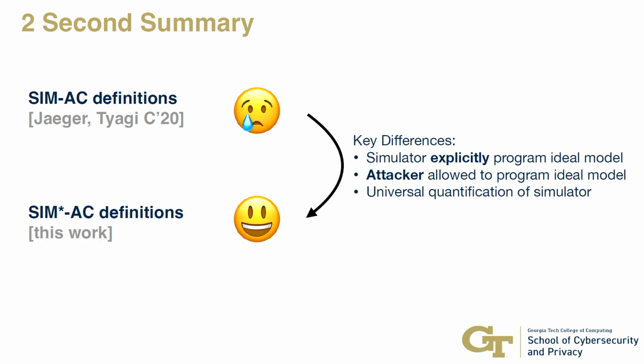Very quickly, the changes that were needed for the definition. Firstly, we need to force the simulator to be explicit in how it's going to program the ideal models. Secondly, the attacker, weirdly enough, is also being allowed to program the ideal models. Ideal model, think random oracle model, ideal cipher model, stuff like that. And thirdly, a point which I won't be touching much on in this talk, is I need to be careful about how I quantify the simulator to require simulators that work for all attackers.